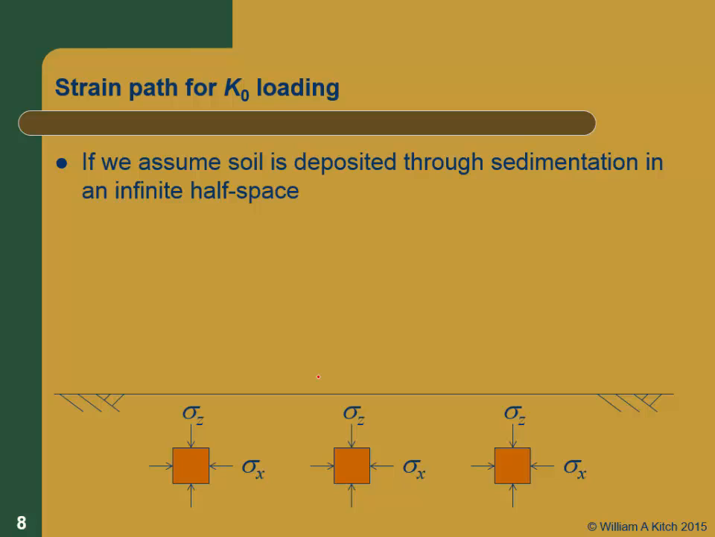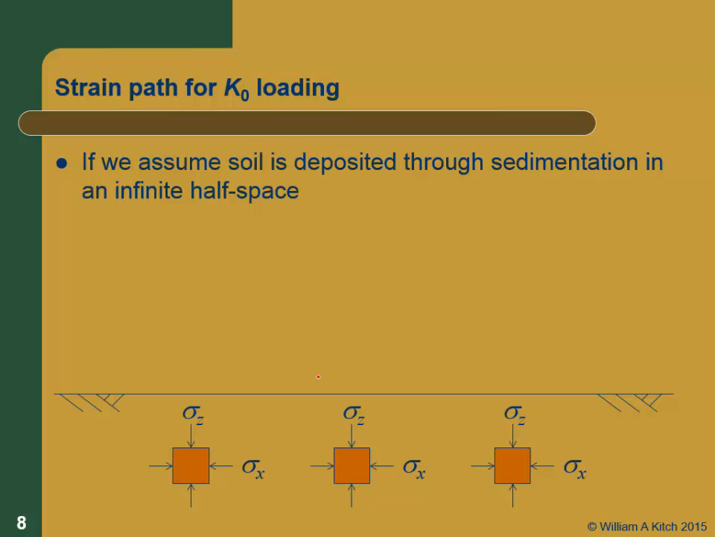So that's another place to start, and we'll come back to that one in just a second. Now, what he did was what is called K-naught strain path loading, or loading under K-naught conditions. That's where you load a sample where there is no lateral strain.